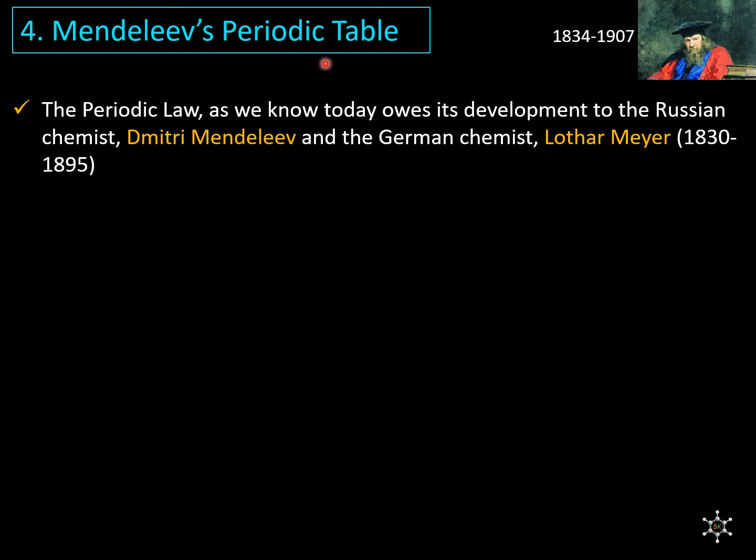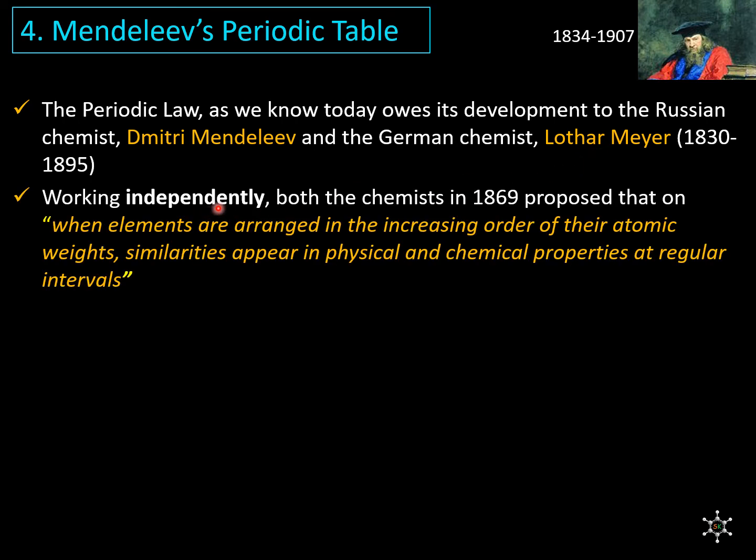The breakthrough in the work of the periodic table came from two scientists, Mendeleev and Lothar Meyer. Both of them worked independently and proposed that when elements are arranged in the increasing order of their atomic weights, similarities appear in physical and chemical properties at regular intervals. Though both of them had the same idea during the same time, it was Mendeleev who became more famous than Lothar Meyer because of systematicity in his work.